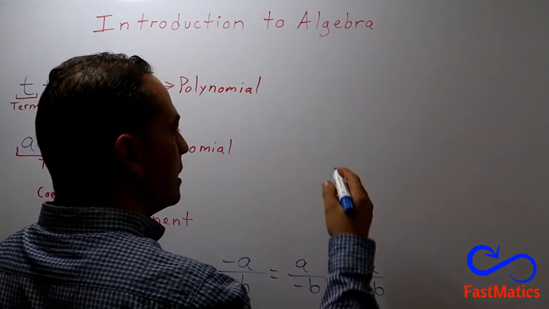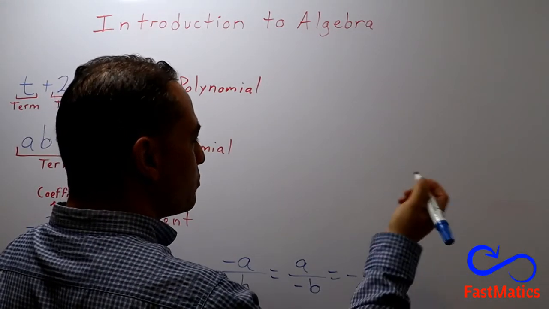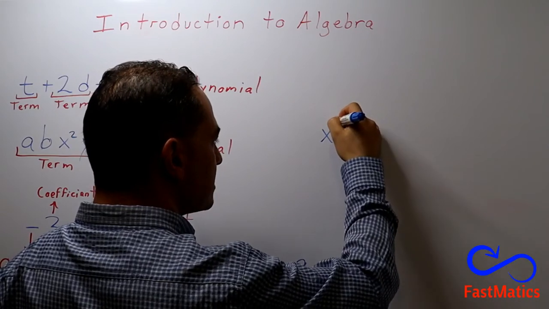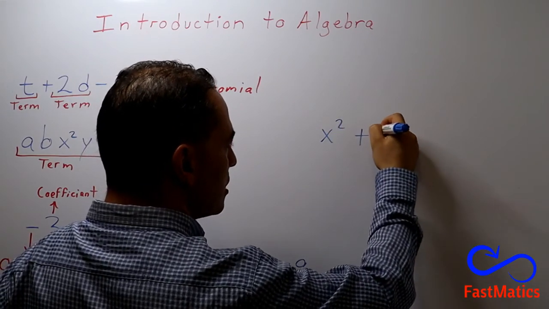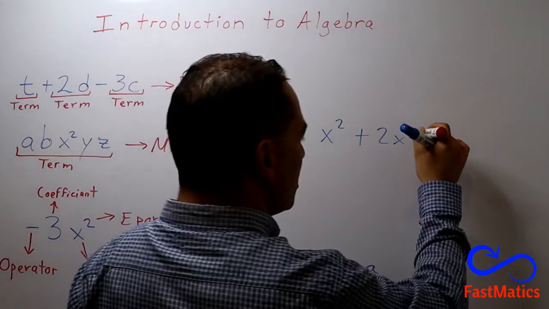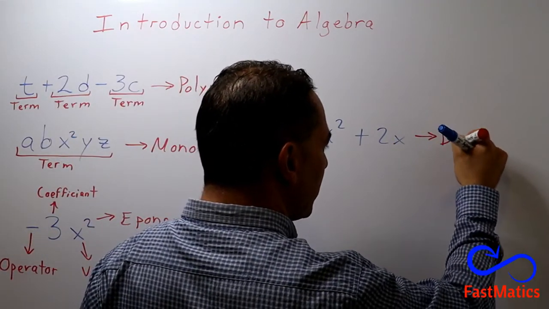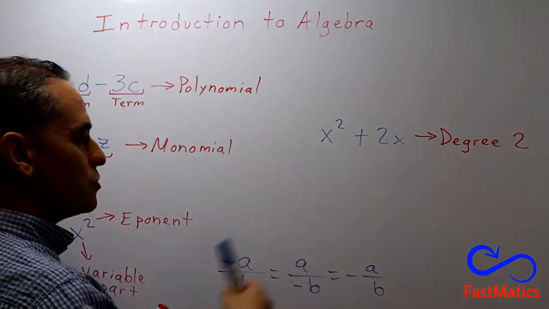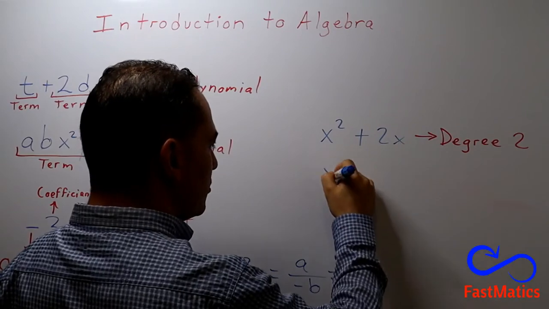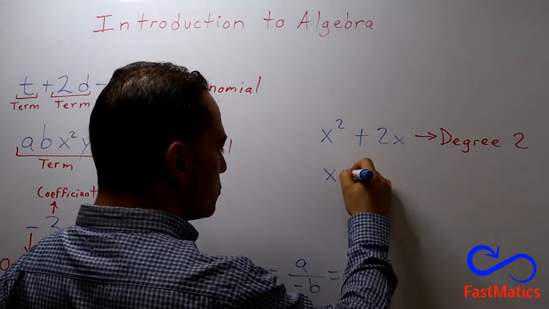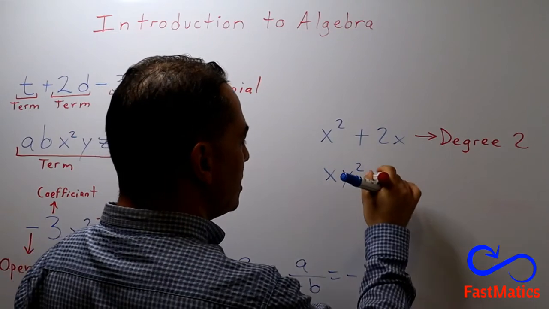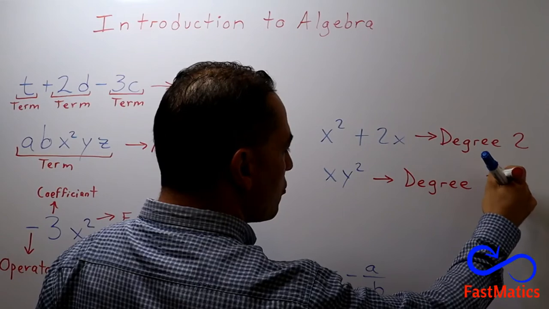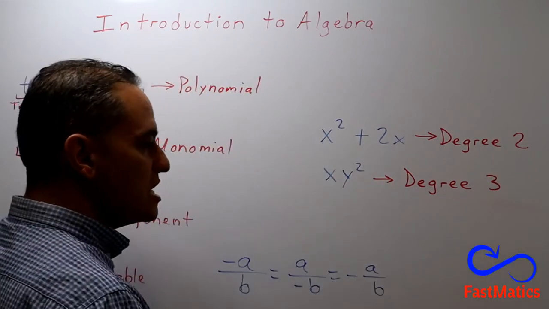And finally, what is the degree of an expression? If you have x squared plus 2x, the degree of this polynomial is 2. We have a degree of 2. But if you have x times y squared, the degree of this monomial is 3 because you add the exponents.